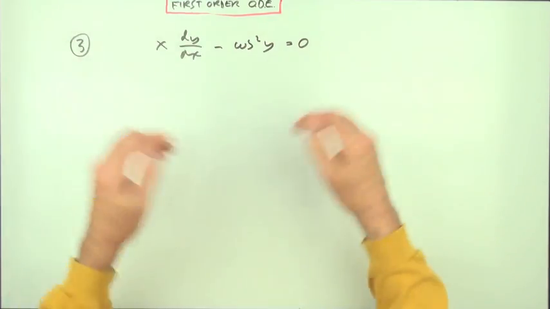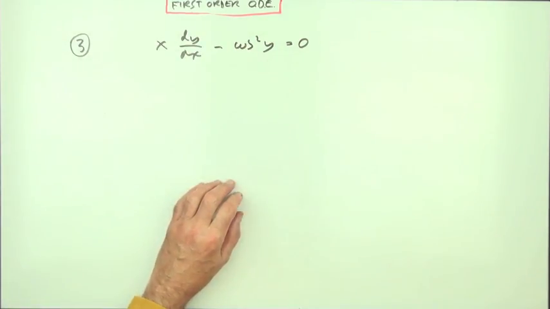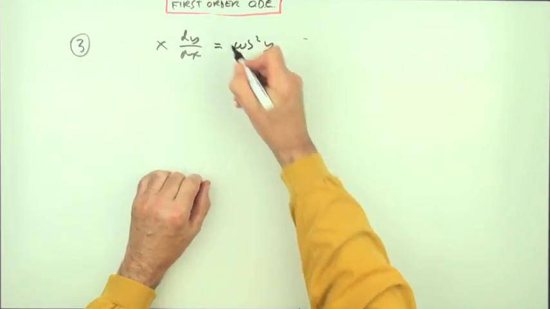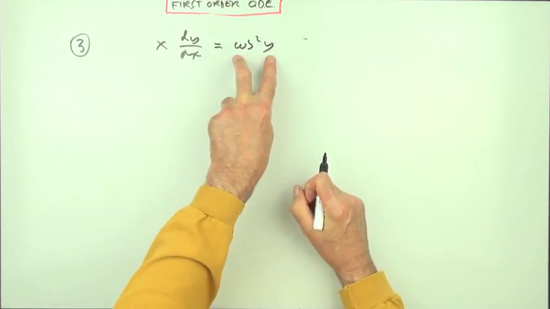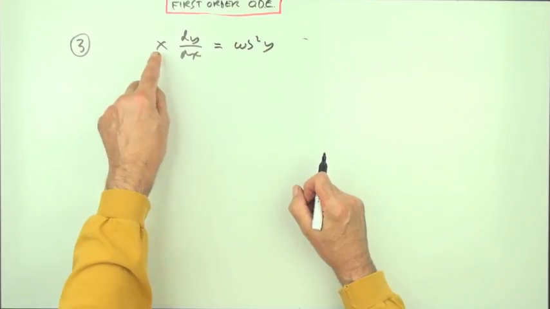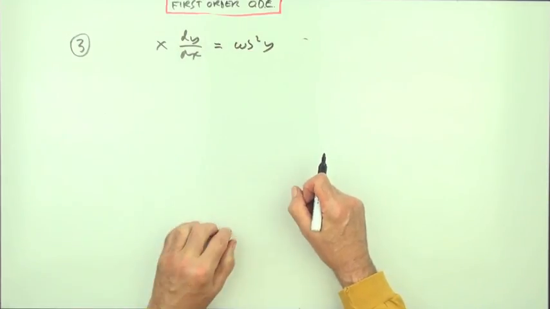Not linear, has to be separable. You'd take this over the other side, and then cos squared y would go underneath, and x would also go underneath as 1 over x dx.